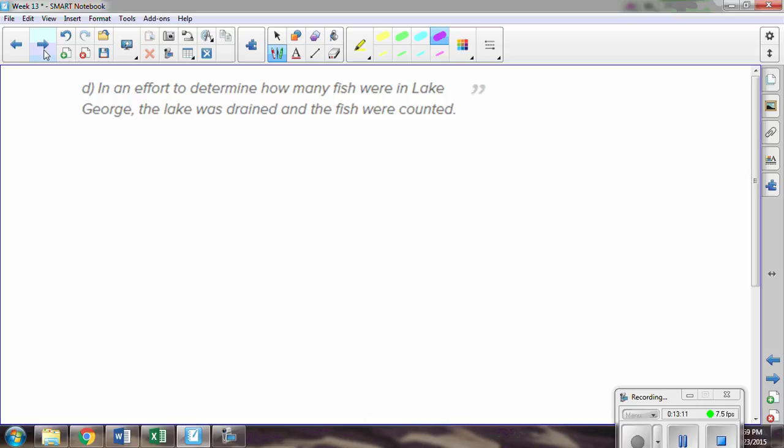In an effort to determine how many fish were in Lake George, they drained the lake and all the fish were counted. So, is this a sample survey or a census? Definitely a census. They took all the fish in the lake and they counted them. Is this an experiment or an observational study?